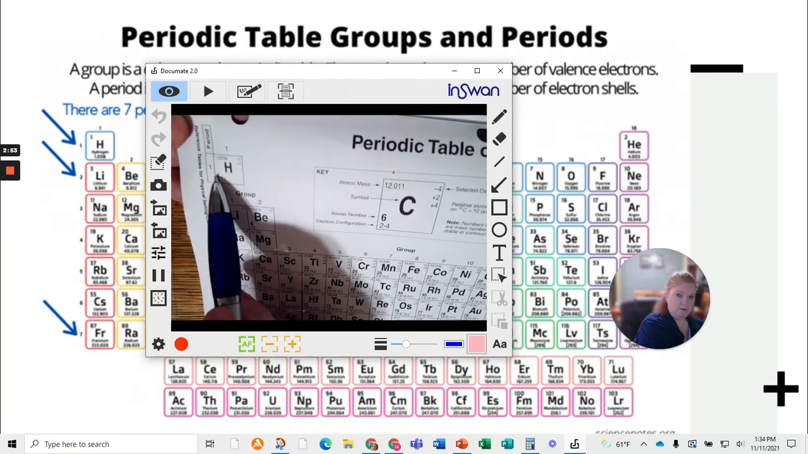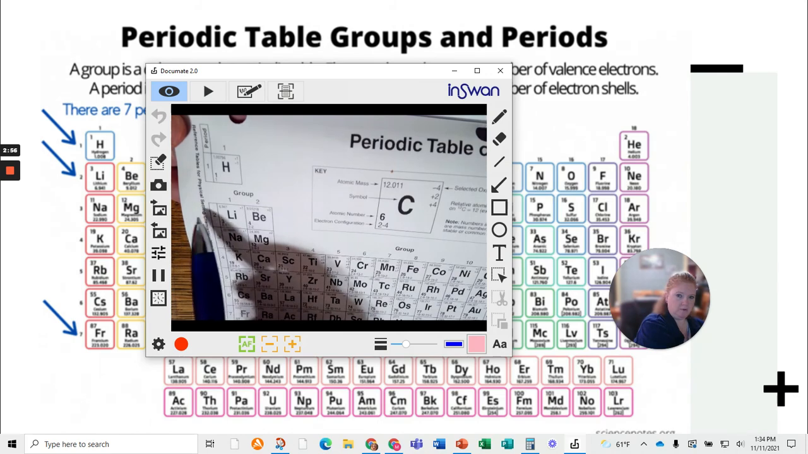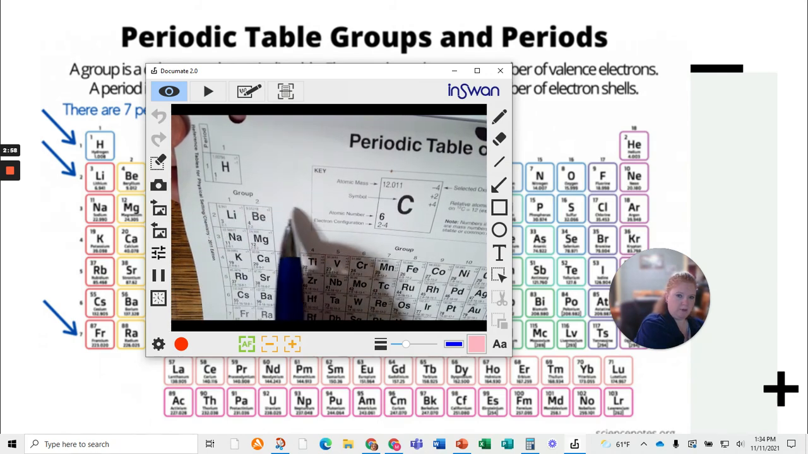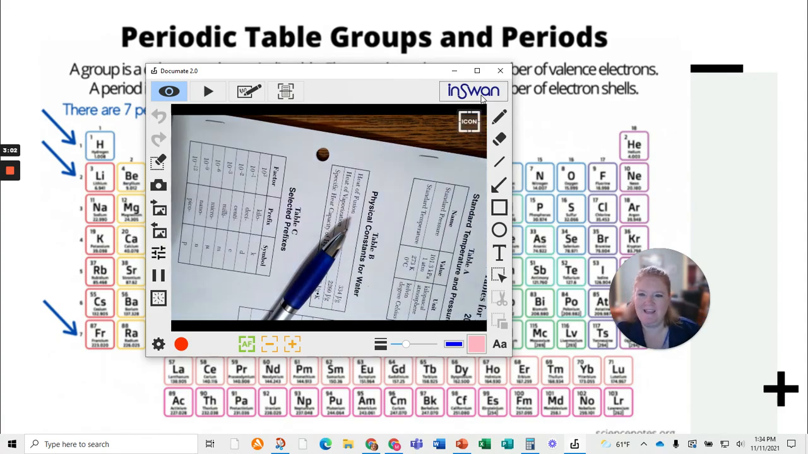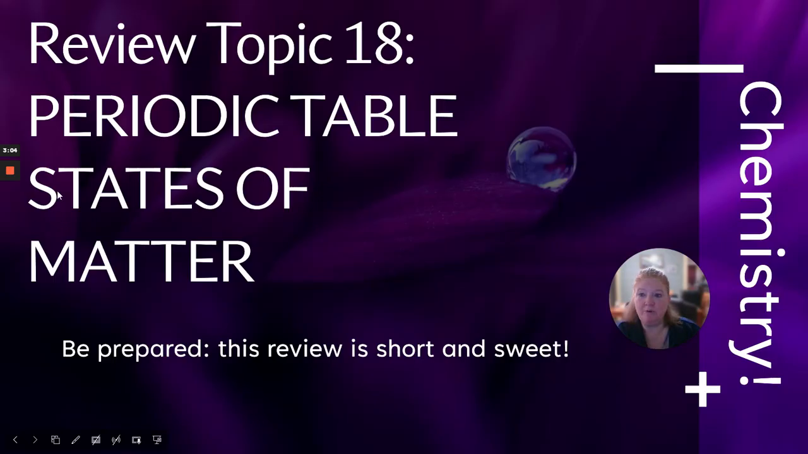So this period has 1 occupied energy level. This period has 2 occupied energy levels, and so on. Okay, and there you have it, how the periodic table is organized.